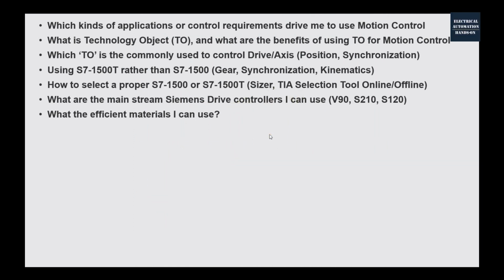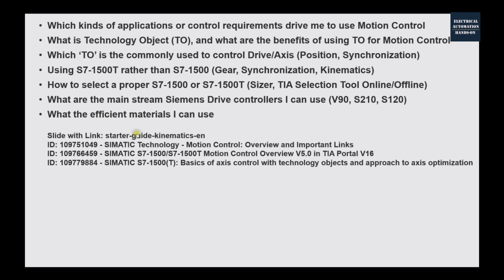So till here, you can imagine there will be a huge amount of material we need to search and learn. For example, how we can find the documents to show how to program the motion control, how to home the axis, how to do speed control or positioning control, and how we can set up the TO and the communication to configure the drive axis, right? So that turns to a question: what are the efficient materials I can use? Here I list the 4 key materials we can use.